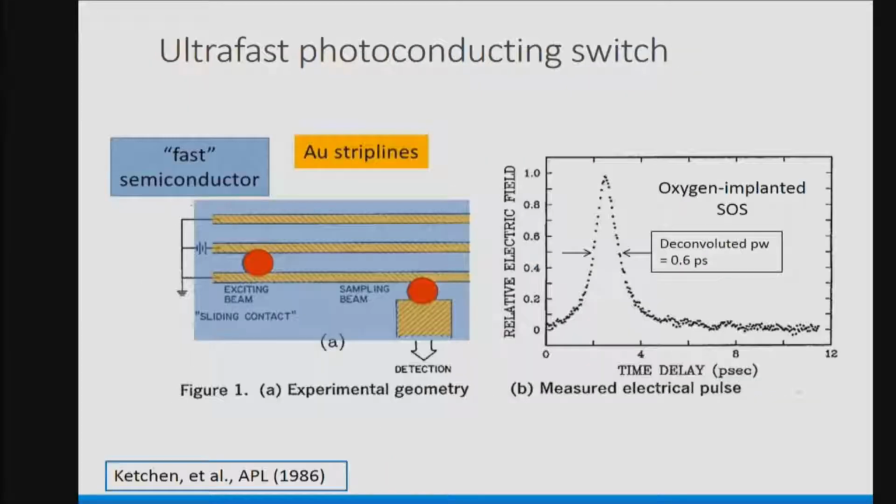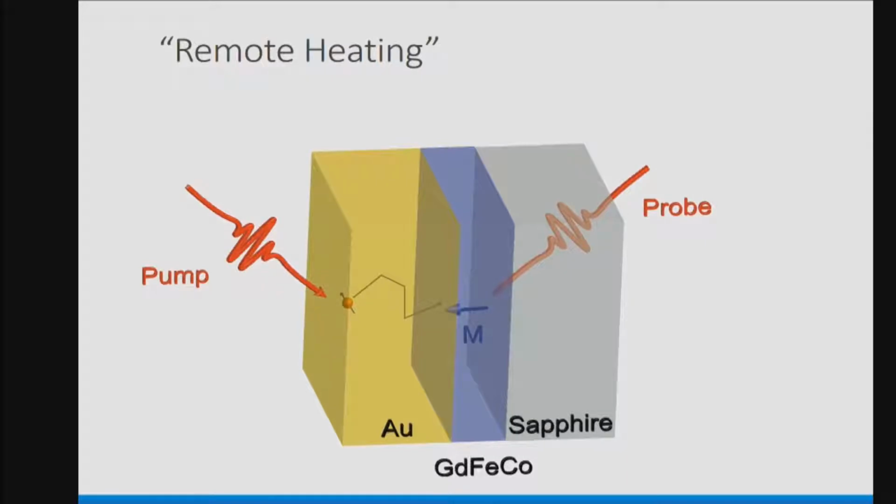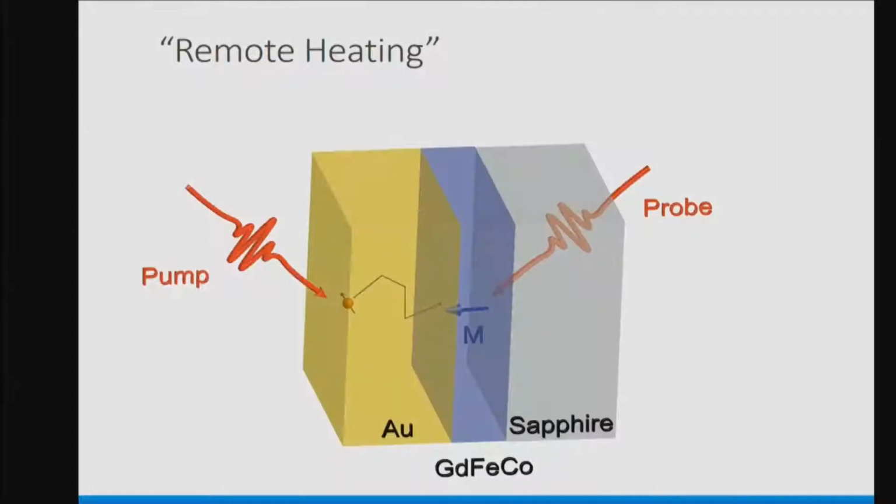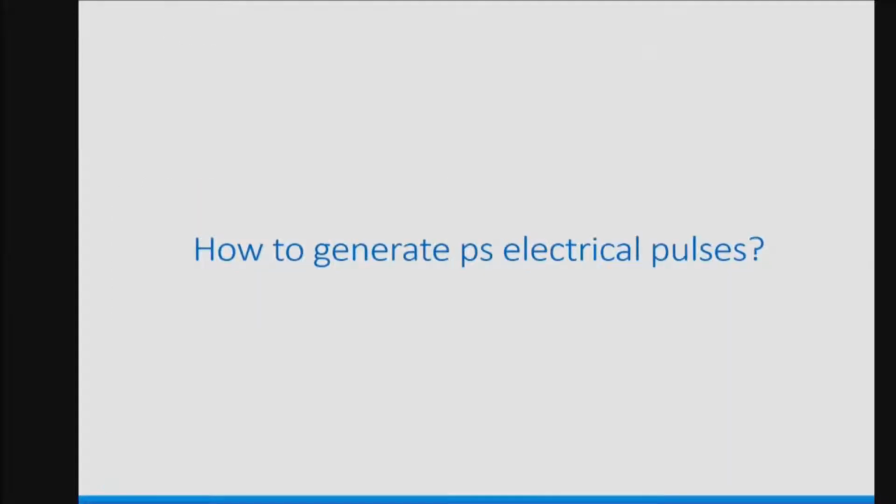There's a little bit of time delay for the switching, because it takes on the order of a few hundred femtoseconds to a picosecond or so for the electrons to diffuse from the gold into the gadolinium iron cobalt. And that time delay was a clear signature that what we were seeing were basically just electrons flowing into the gadolinium iron cobalt. Okay, so now I showed that a 10 picosecond duration pulse is probably good enough. How am I going to make a 10 picosecond electrical pulse? That's not easy, but it's doable.